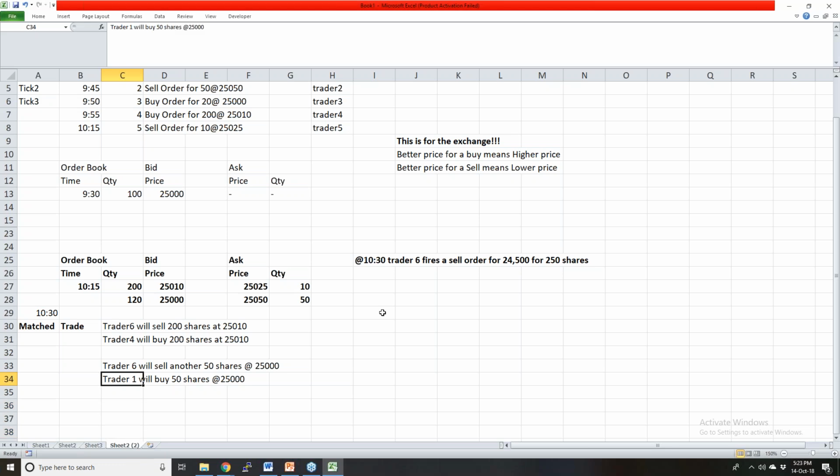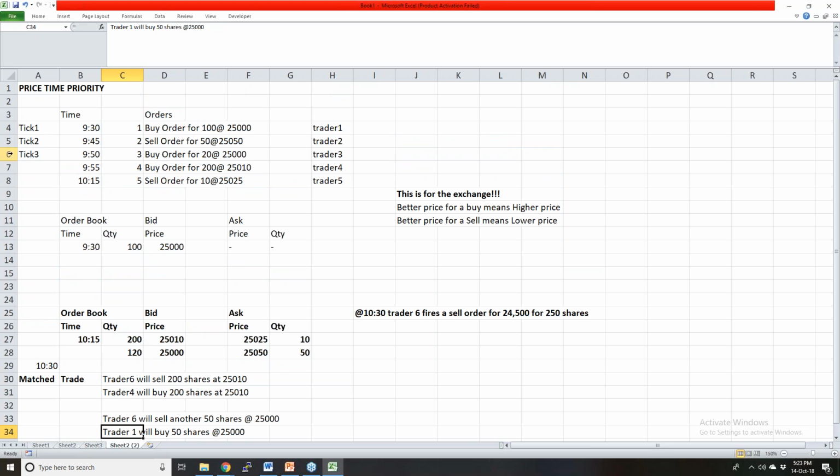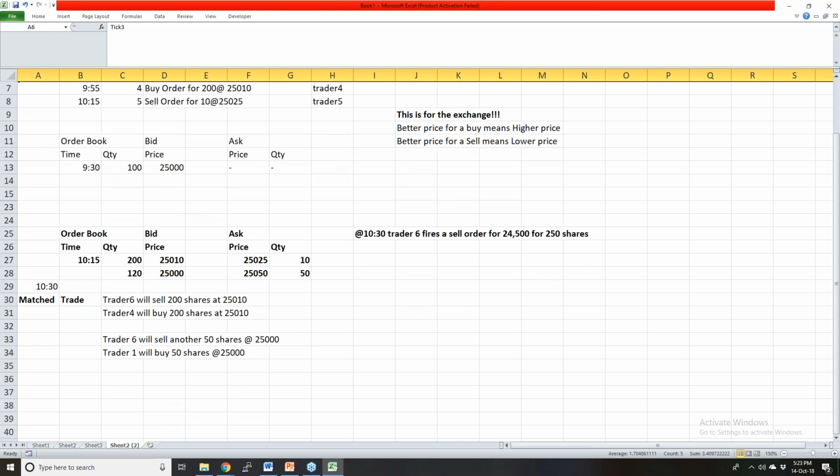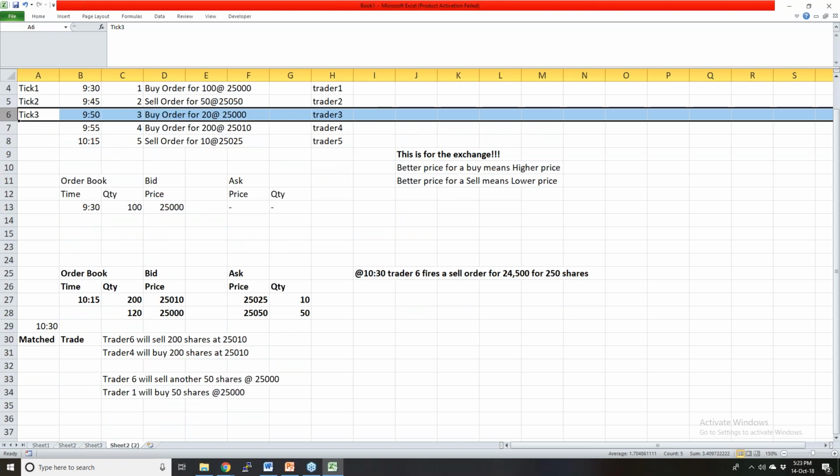All right. The important point here is that it is trader 1 who will buy 50 shares at 25,000 and not trader 3, because trader 1's order was placed before trader 3's. Is this clear? This is what price time priority means. Any questions?